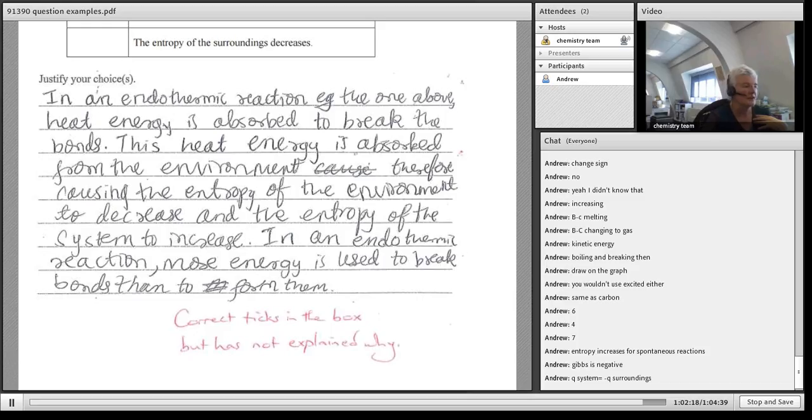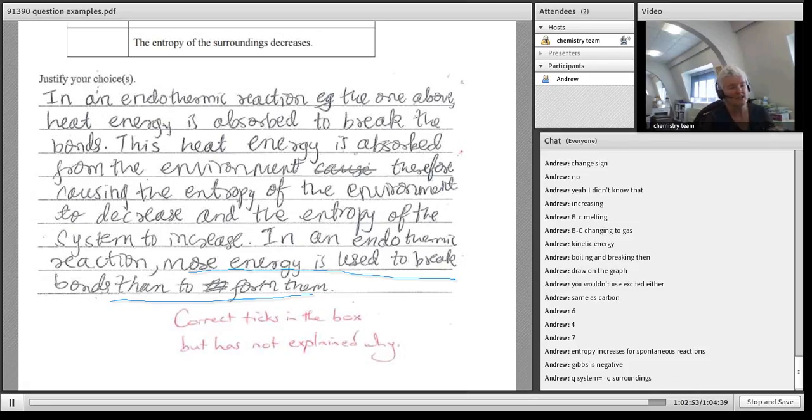But what they've got wrong here is, where was it? Okay, they've got something in an endothermic reaction. More energy is used to break up the bonds than to form them. So that was correct, but it wasn't directly related to the entropy. So what was happening to the entropy of the system? How it was related to the heat.